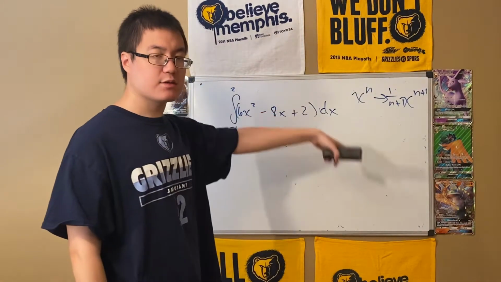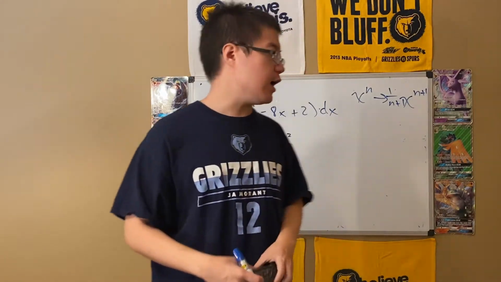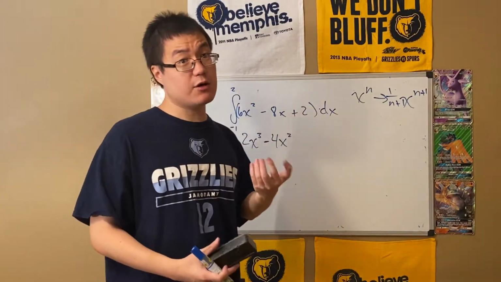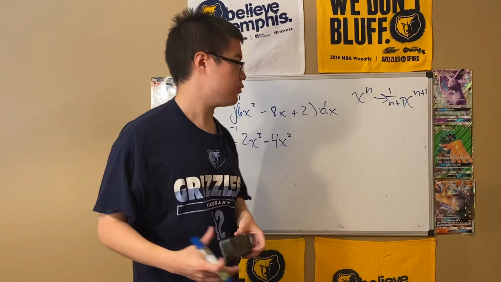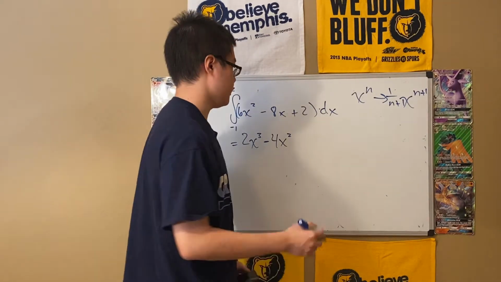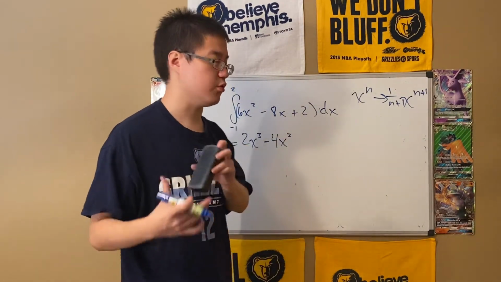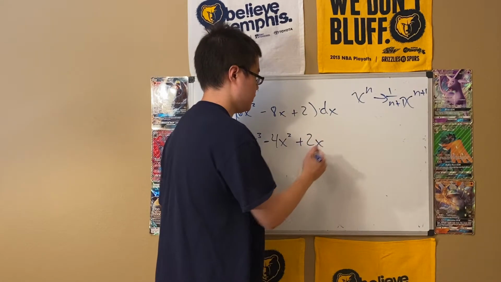Now we have plus 2. We didn't talk about this, but technically we talked about it in the rule. It's x to the 0, because it's 2 times x to the 0. X to the 0 is 1. So what will be our new exponent? Well, it's just going to be x to the 1. And then when you divide by that, you're going to get just x. So this antiderivative is plus 2x.